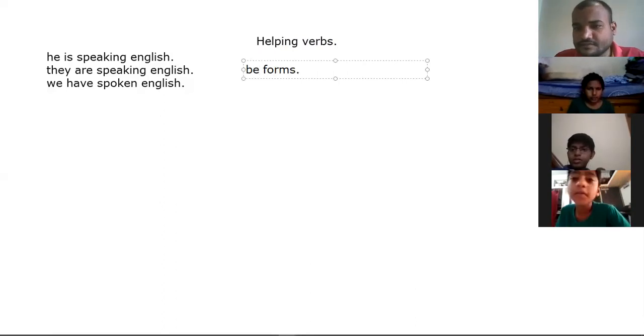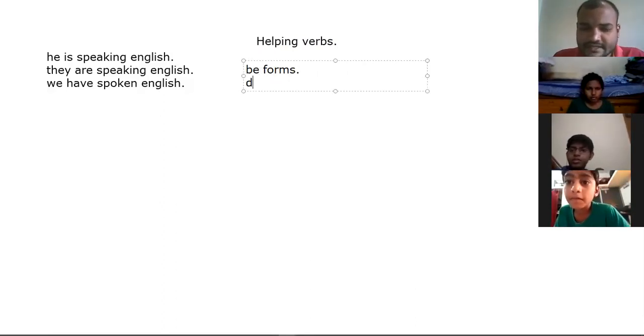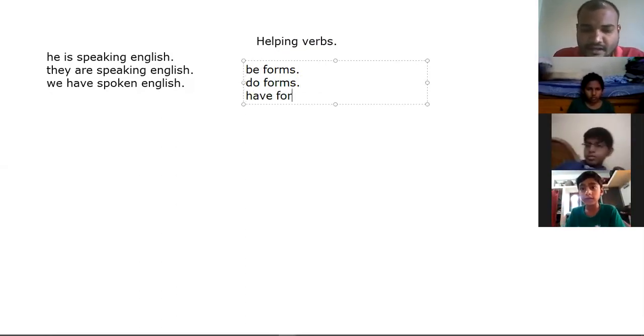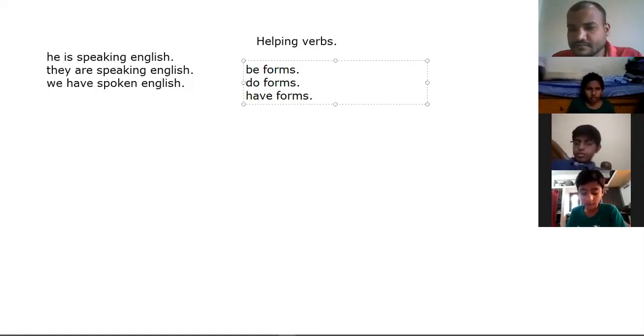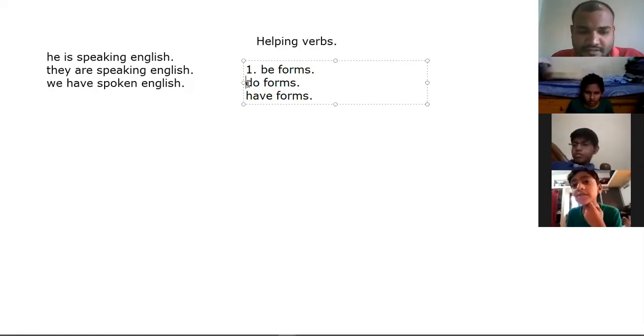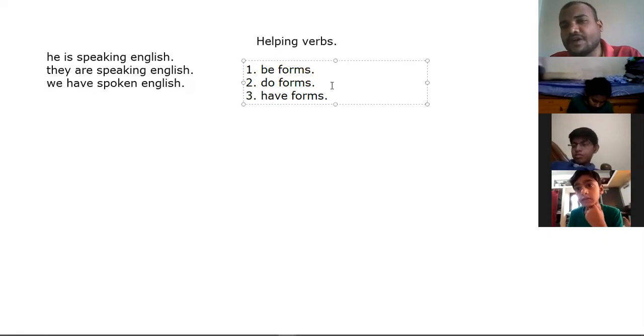So the first type is be forms. Second type is do forms. And third type is have forms. So how many types are there? Three types. There are three types of helping verbs.